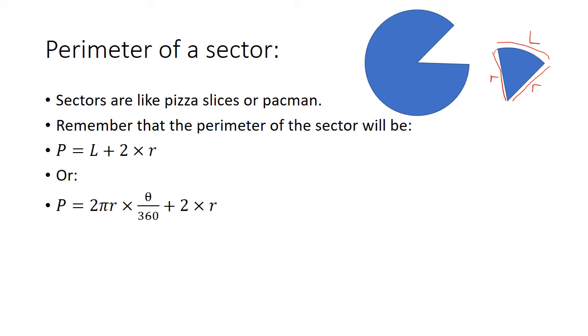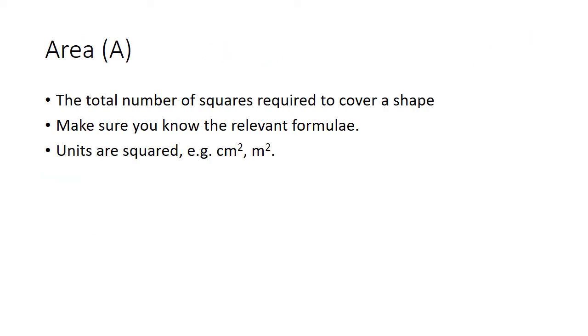Or if you want to break that down into all the components, so you can do this in one equation, it's the bottom equation here where we've got 2 pi r times theta over 360, so that gives you the length of the arc, and then plus 2 times r gives you the length of the two straight sides.